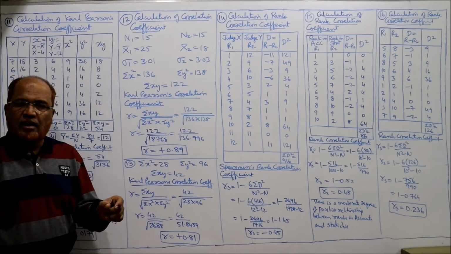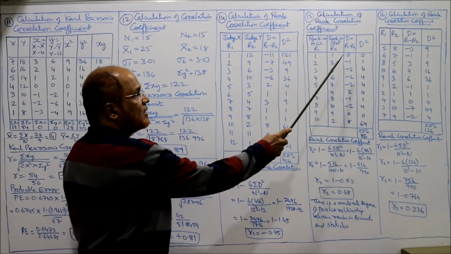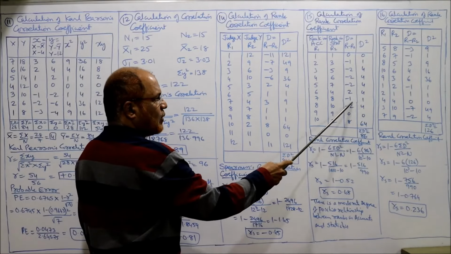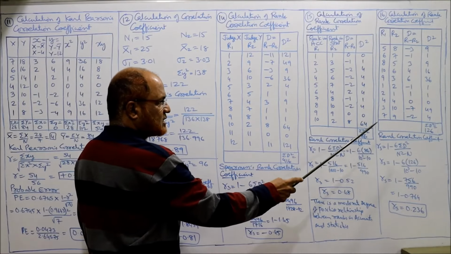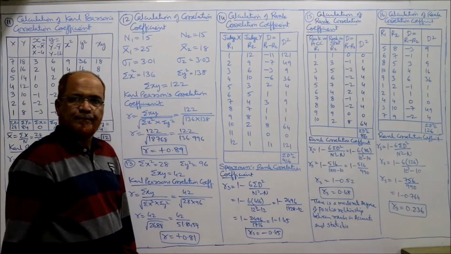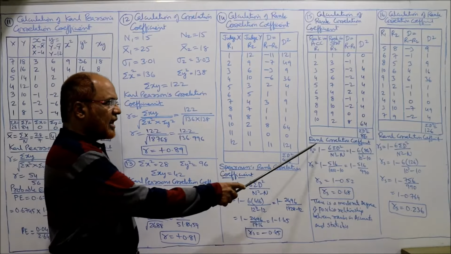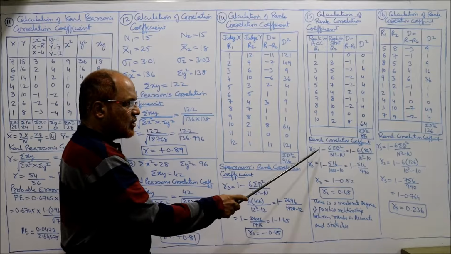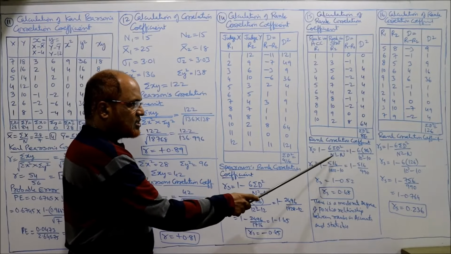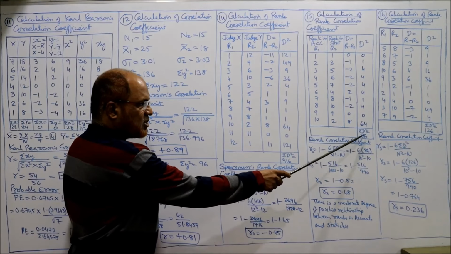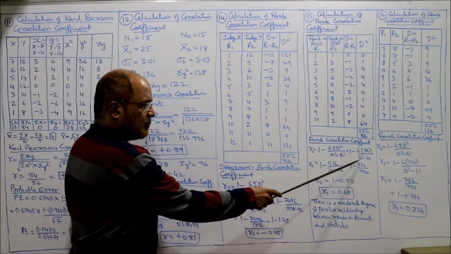ये D आ गया. अब D को स्क्वायर कर देंगे. 0, 1, 2 2s are 4, 2 2s are 4, 2 2s are 4, 2 2s are 4, 1, 2 2s are 4, 8 8s are 64. Total is 86. We got summation D square 86. Now we substitute rank correlation coefficient RS is equal to 1 minus 6 summation D square by N cube minus N. So 1 minus 6 summation D square 86 divided by N cube.